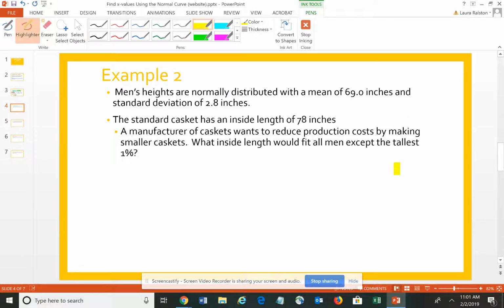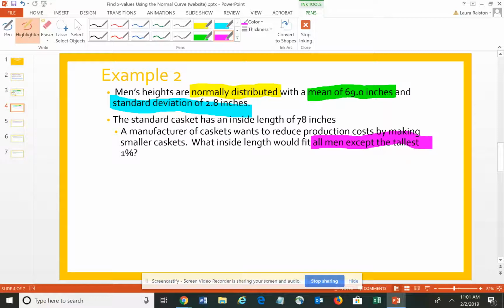Okay, so again, notice they start off telling us that men's heights are normally distributed. They tell us the mean is 69 inches, and they tell us the standard deviation. Now they tell us the length of a standard casket. We don't necessarily need to know that, but we want to figure out how long we could make the casket so that it fits all men except the tallest 1%.